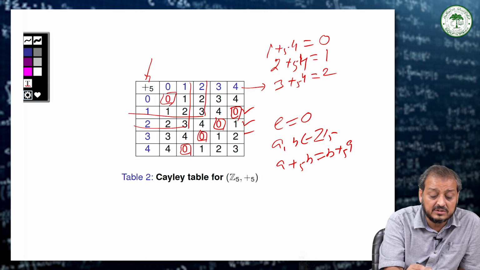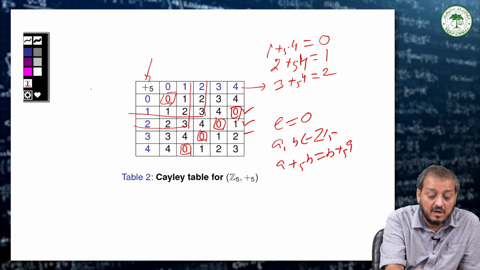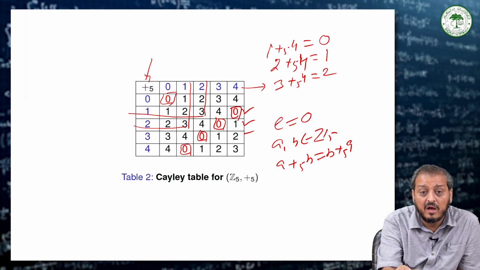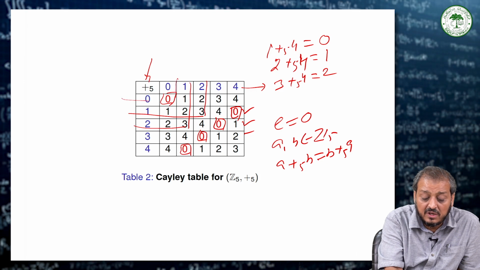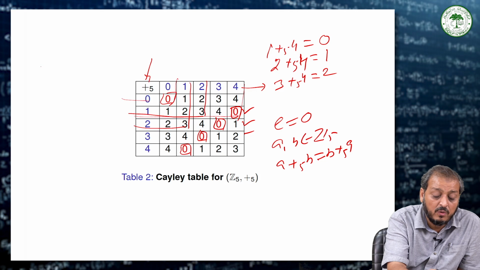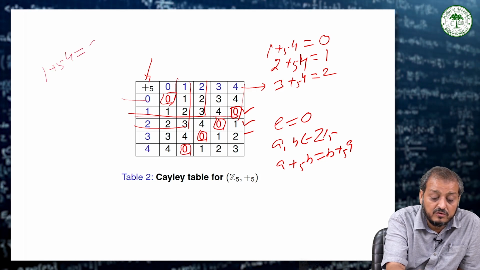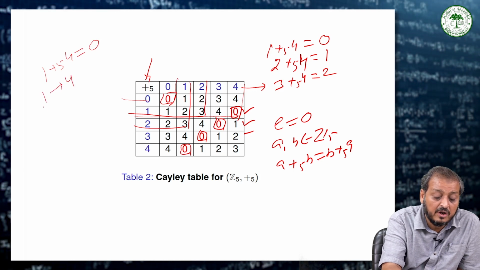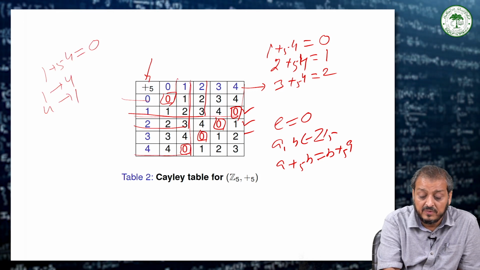For example, 0 is its own inverse, and then the inverse of 1 is equal to 4. Then 1 under addition modulo 5 with 4 gives you 0. So the inverse of 1 is 4, and 4 is the inverse of 1. Again, you can see the identity element is there.